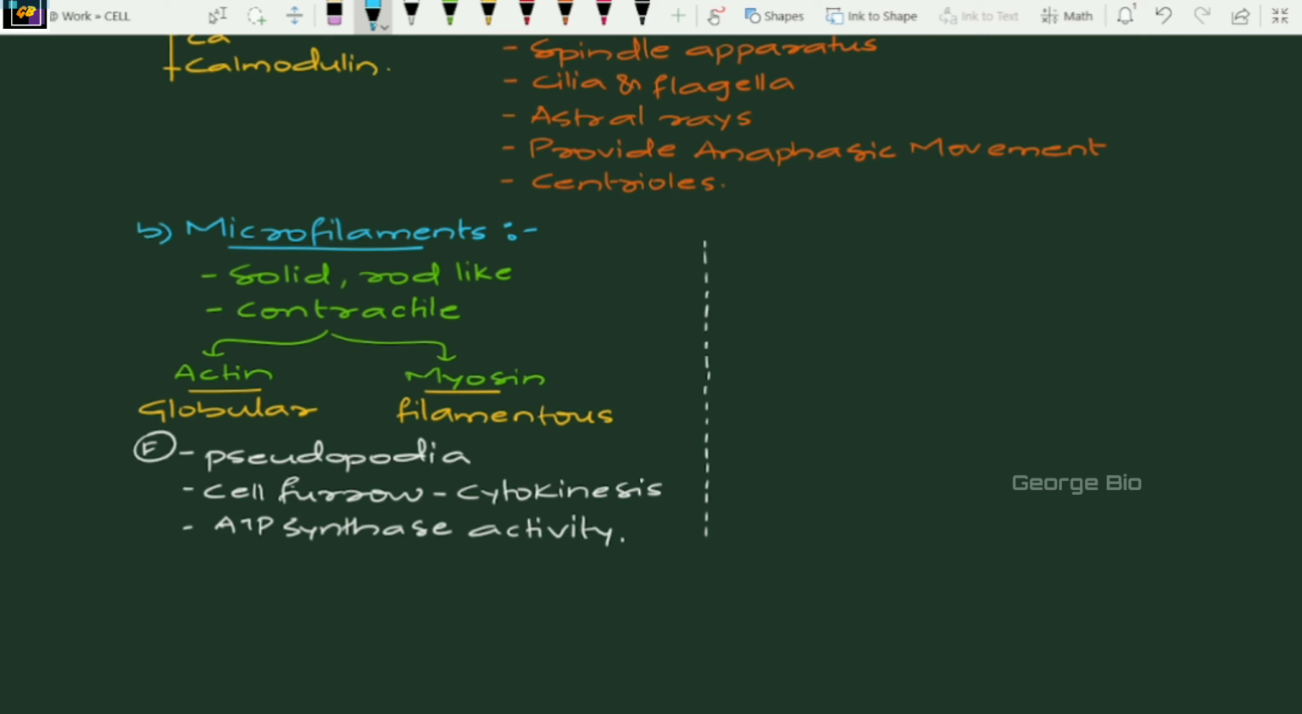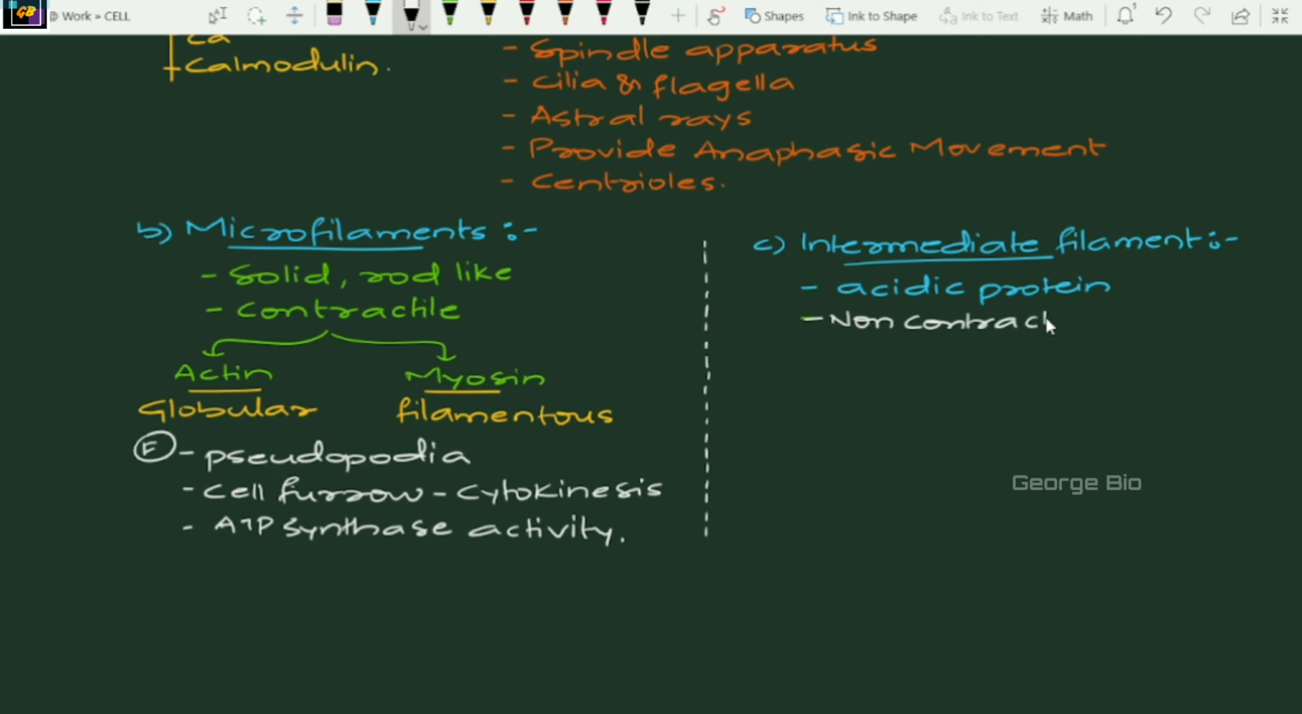We'll go for the last and the minor aspect of cytoskeleton, that is intermediate filament. It is made of acidic protein. Usually you will not get any question from this point of discussion of intermediate filament. That's why we are keeping it very simple. It is non-contractile in nature, and it helps in formation of scaffold or sac-like structure around the nucleus.